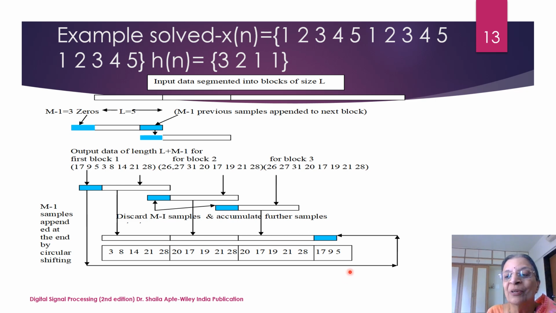These are the two algorithms which automatically avoid what is called aliasing and give us the result of convolution with less computational complexity. Thank you.